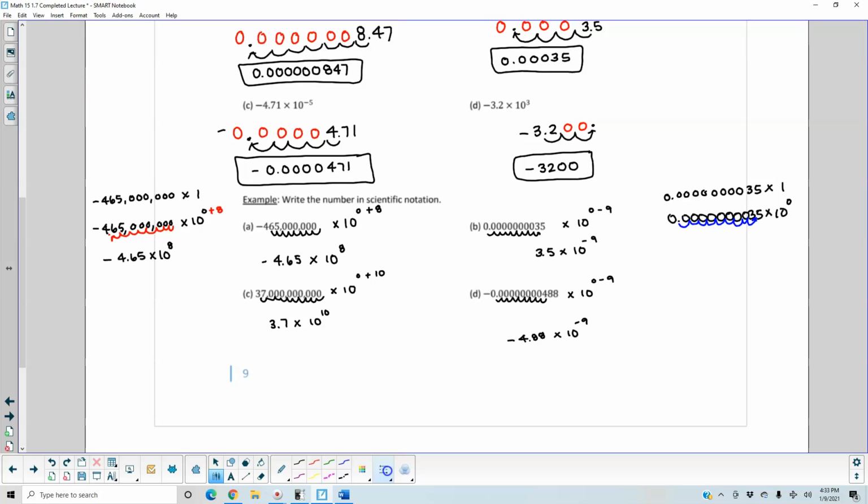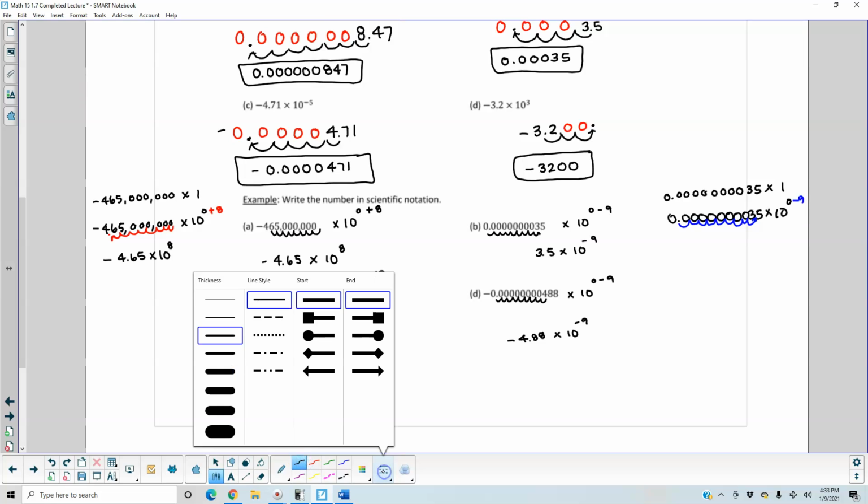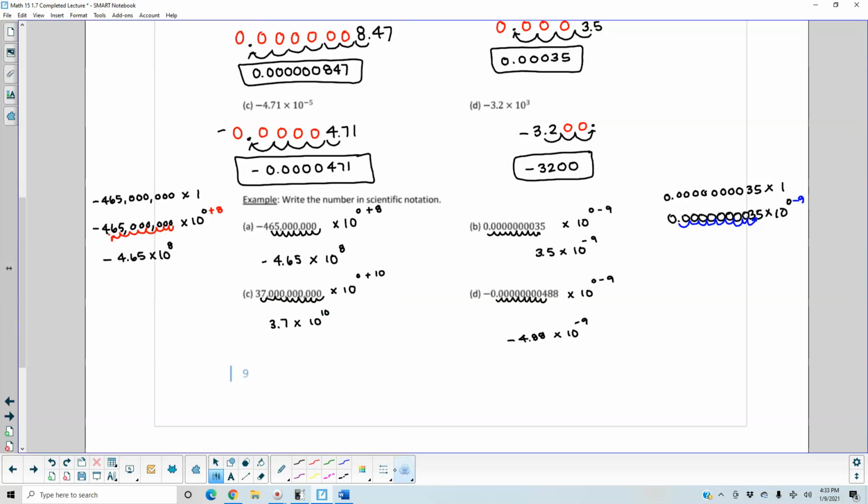But see, we're making this number smaller, and what we're doing is putting this in scientific notation. So since we're moving this to the right, that's going to become minus 9. So then our result ends up being 3.5 times 10 to the negative 9.